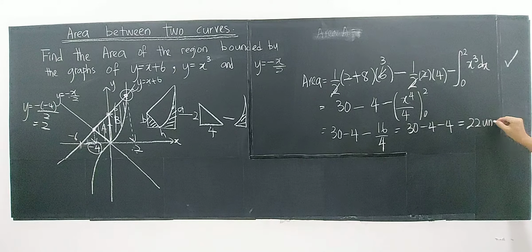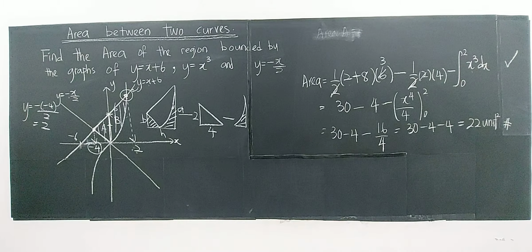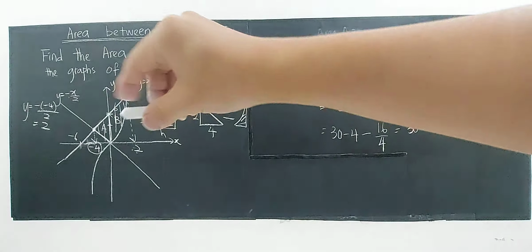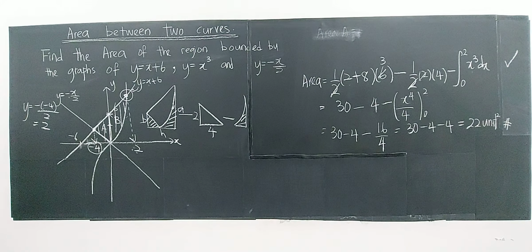Which gives you 22 unit square, right? So we are actually looking for an easier strategy in finding the area bounded between the graphs. All right, hope you understand, and I will give more examples in the next video.